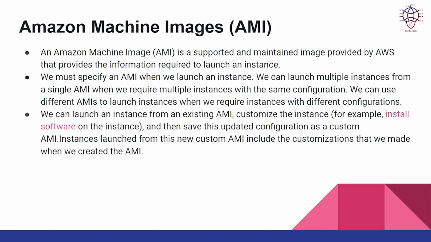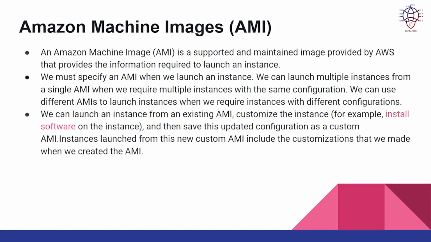Now we will discuss Amazon Machine Image, that is AMI. An AMI is a supported and maintained image provided by AWS that provides the information required to launch an instance. We must specify an AMI when we launch an instance. We can launch multiple instances from a single AMI when we require multiple instances with the same configuration. Also, we can use different AMIs to launch instances when we require instances with different configurations.